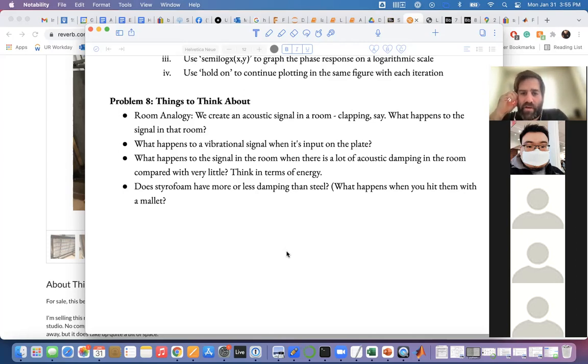Obviously, the steel is heavier. It's probably going to take more force to bend it. It might have a higher spring constant, K, but it has less damping. It will vibrate on its own in a way that styrofoam won't. I think that should be enough information to really write a good answer to this.